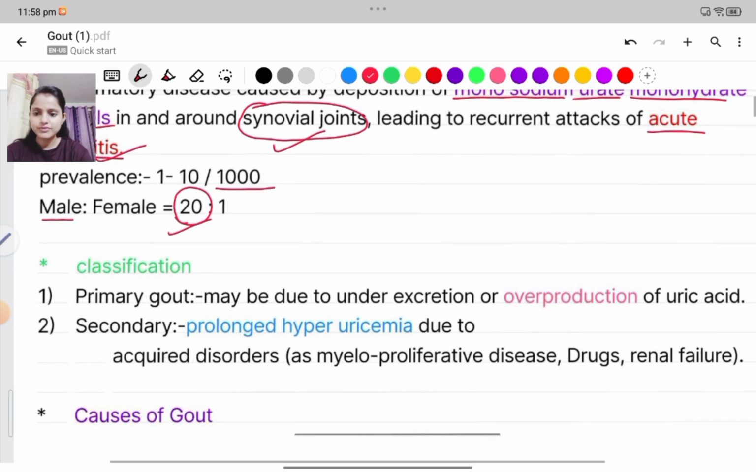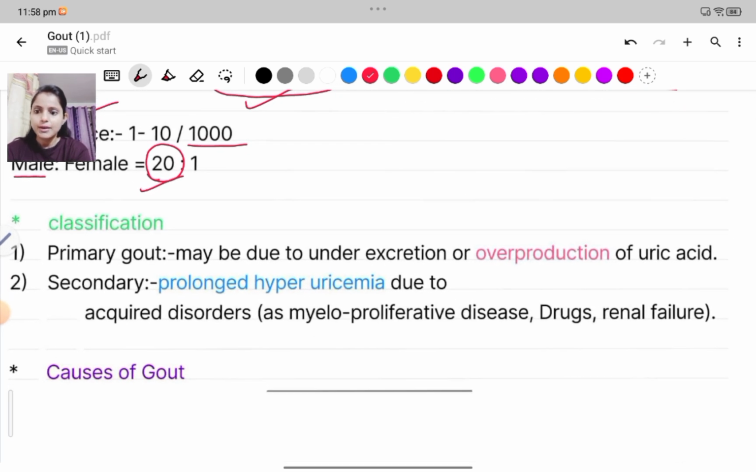The classification of gout: primary gout and secondary gout. Primary gout may be due to under-excretion of uric acid or overproduction of uric acid. In secondary gout, the primary disease is an acquired disease like myeloproliferative disease, drugs, or renal failure, and the secondary disease is gout due to prolonged hyperuricemia.